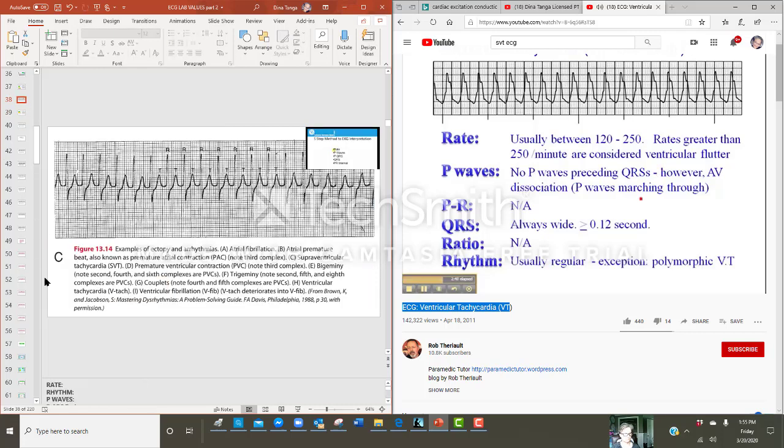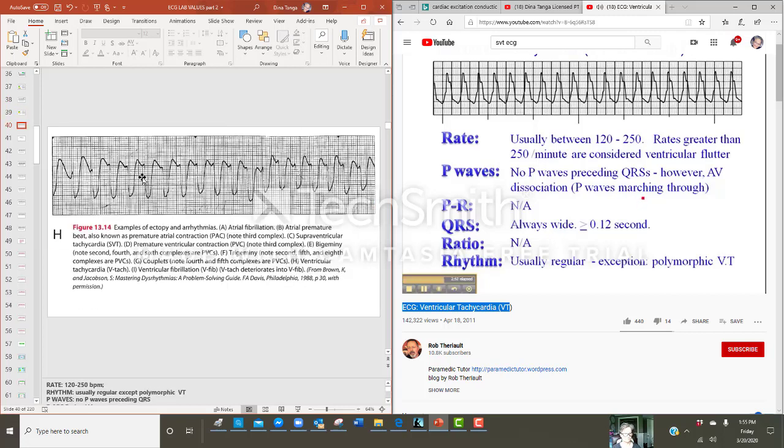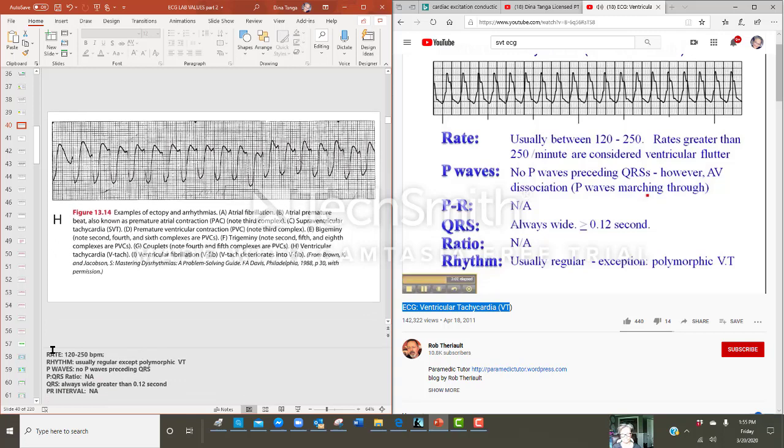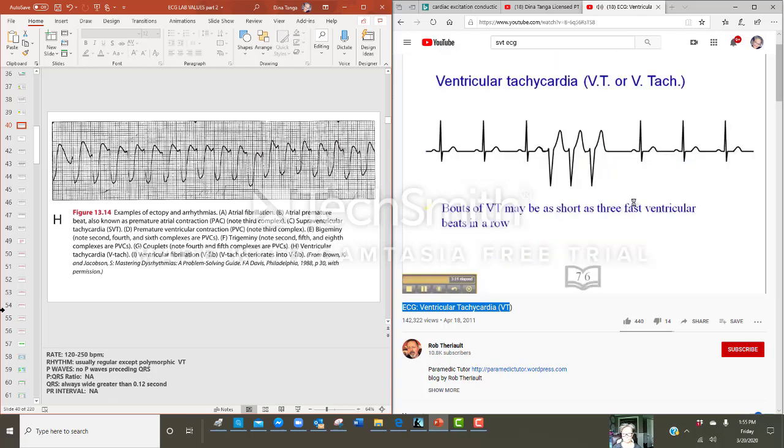And the rhythm should be regular, with one exception, and that would be the polymorphic VT, which means a VT occurring as a result of multiple ectopic foci in the ventricle. One example of a polymorphic VT would be torsade de pointes, which means twisting of the points. And there's an example of torsade de pointes in the ECG exercises at the back of my book. So we'll take a look at that later.